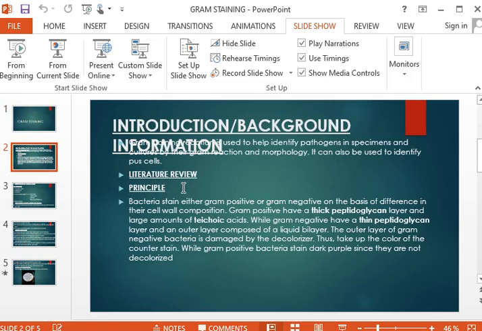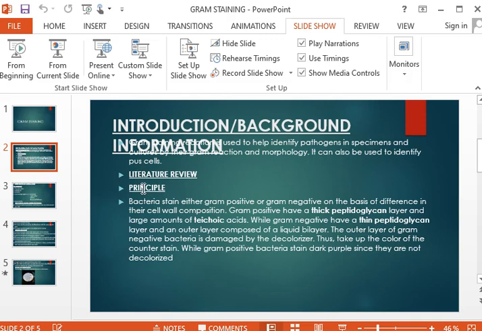So, let us look at what gram staining is. Gram staining is a test used to help in the identification of pathogens in specimens and cultures by their gram reaction and morphology. Gram staining can also be used to identify pus cells from a sample.